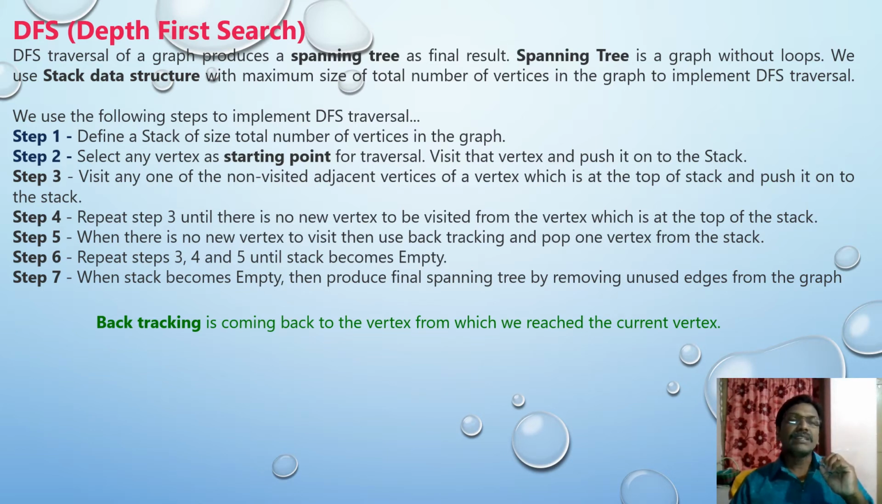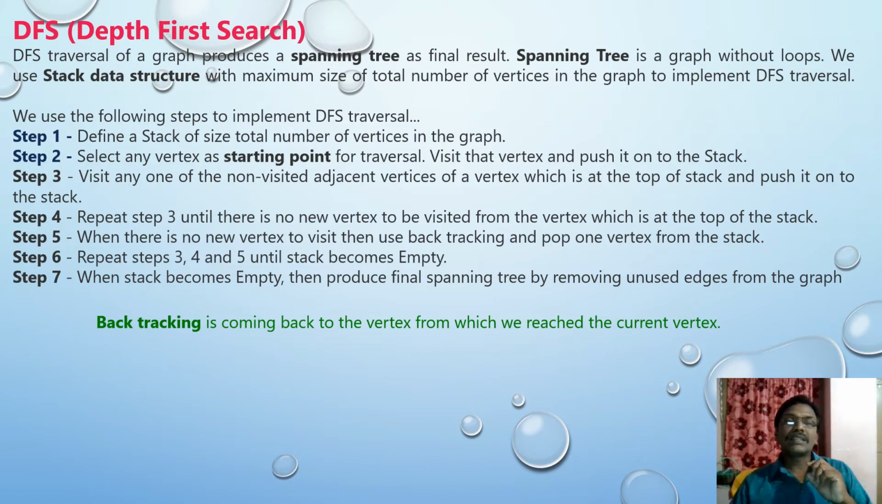Third step. Visit any one of the non-visited adjacent vertices of the vertex which is at the top of the stack and push it onto the stack. It means first choose one vertex, then the non-visited adjacent vertices, and then push to the stack. And step 4. Repeat step 3 until there is no new vertex to be visited from the vertex which is at the top of the stack.